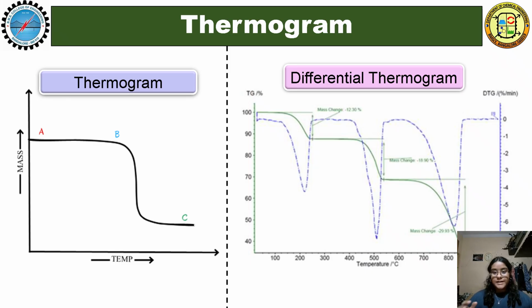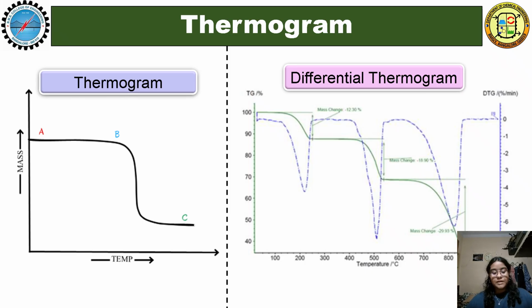So the main output of the TGA is a thermogram, which is a mass versus temperature plot. There are two main types of thermograms. One is the actual thermogram and the other is a differential thermogram. So the thermogram is a mass versus temperature plot, whereas the differential thermogram is a rate of change of mass versus temperature plot.